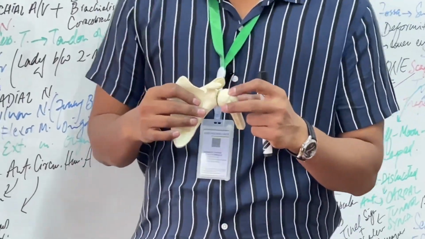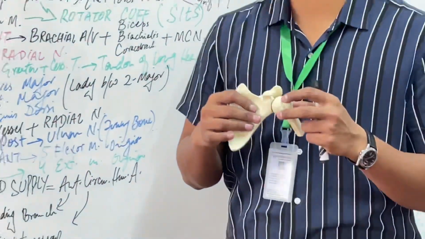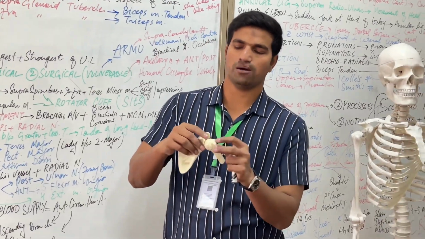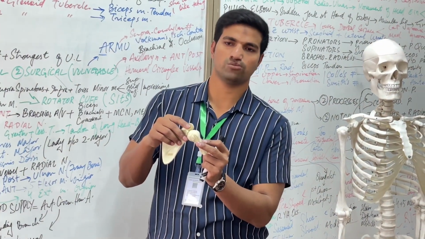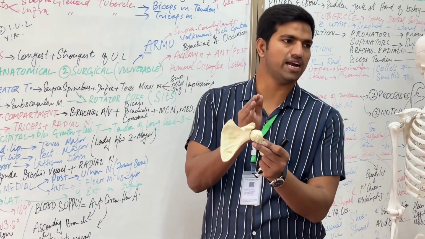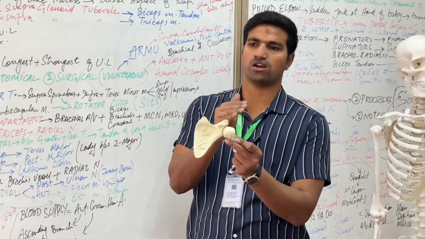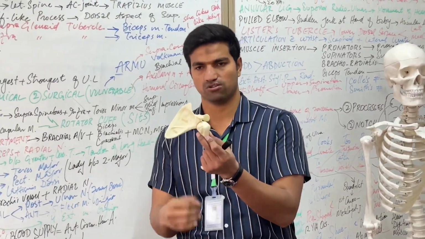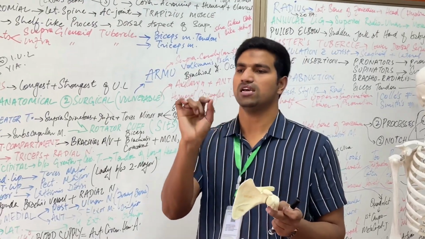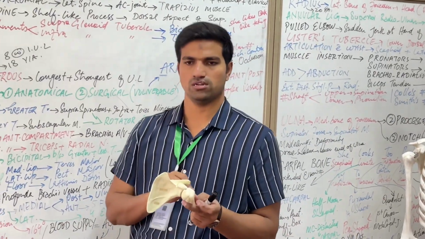The definition of the anatomical neck is a kind of constriction which separates the head of the humerus from the upper part of the humerus. Then we have the surgical neck, which divides the upper end of the humerus, or head and anatomical neck, from the shaft and lower end of the humerus. That is the surgical neck. The surgical neck is the most vulnerable site of fracture in the humerus bone.